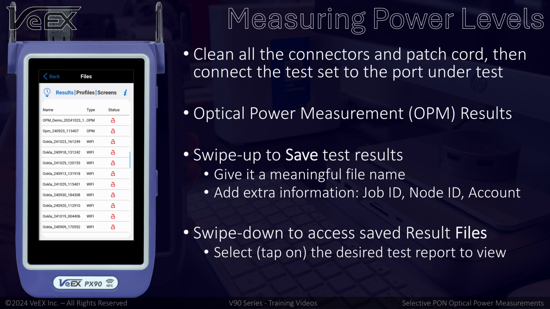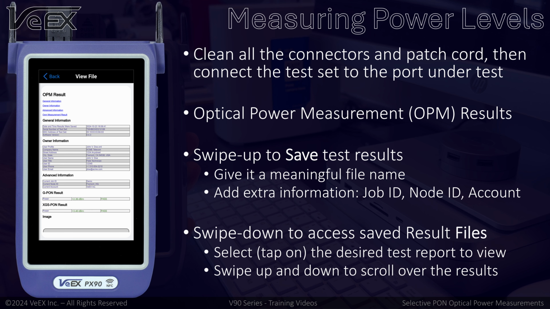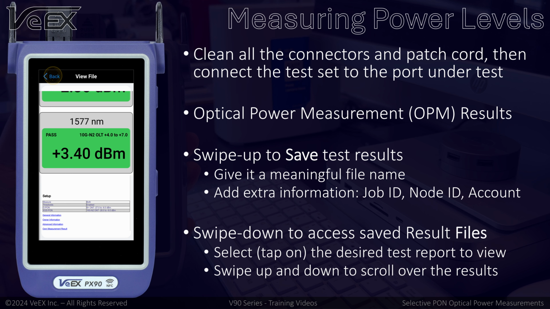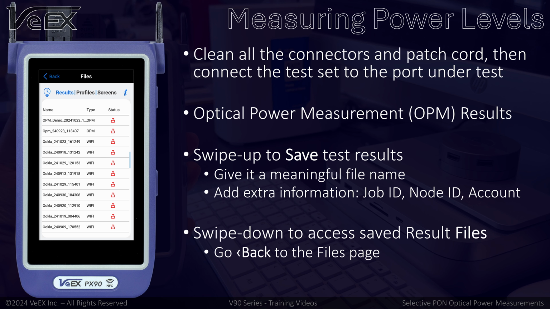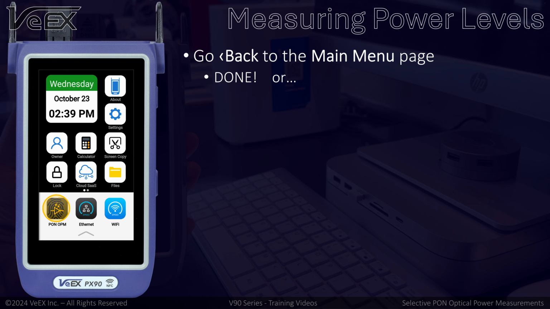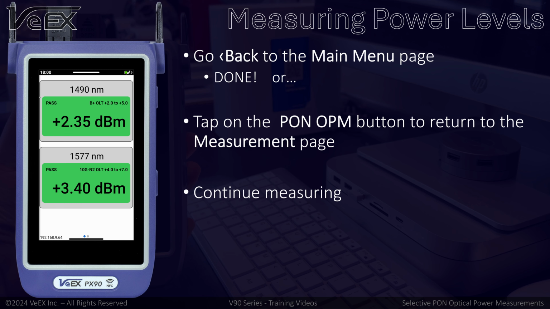And select Files. The previously saved OPM demo file is on the top of the File Manager list. Tap on it to view the test results. You can swipe up and down to scroll over the full test report content. Tap on Back to return to the Files list page. Swipe to the left on top of a desired file to rename, upload, send to USB memory stick, or delete. When finished, go back to the main menu. Tap on the OPM button to go back to the optical power meter application and continue testing.